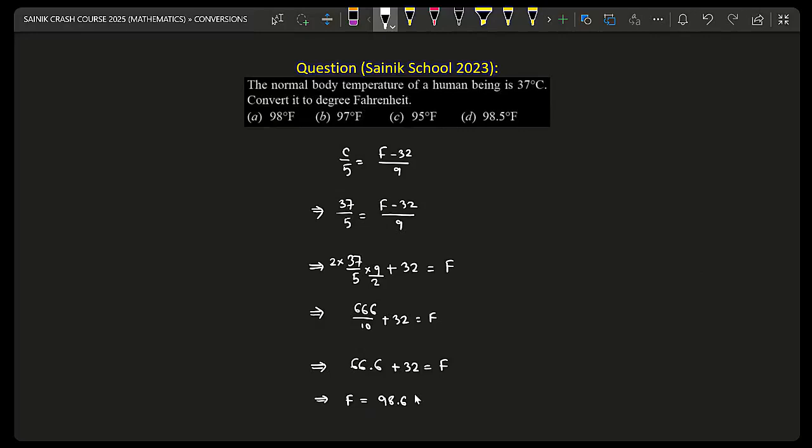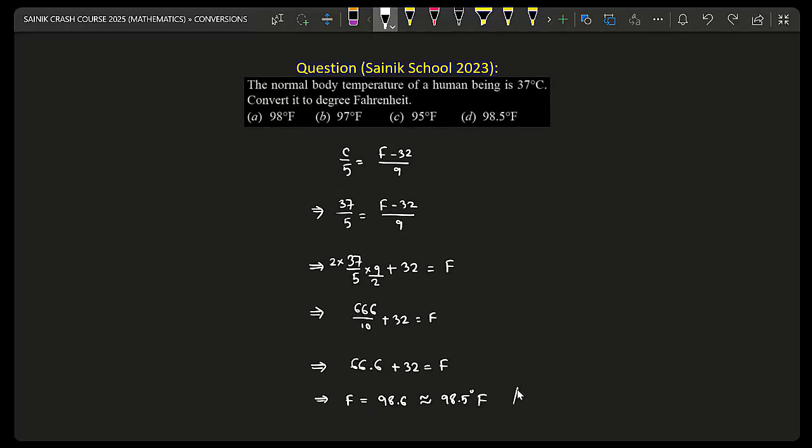Therefore, which is the approximate value for this? Sir, in Fahrenheit, we can find the nearest decimal answer. What is the nearest answer for this in the given options? Sir, 98.5. 98.5 degree Fahrenheit. So this is not exactly equal, approximately equal to what we got. In the given options, option D is the closest answer, right? Yes, sir.